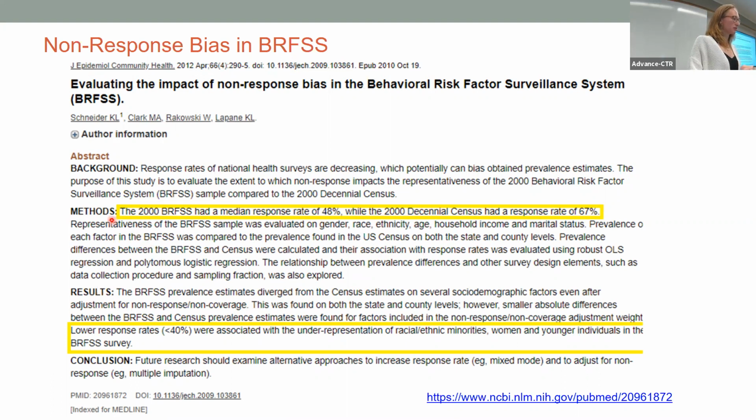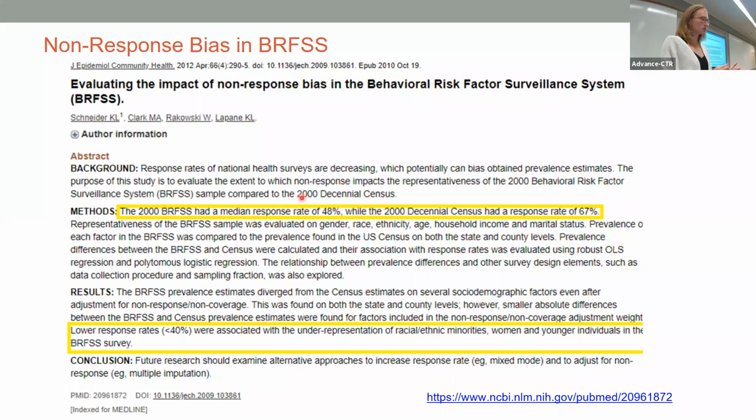The 2000s BRFS study had a median response rate of 48%. So this is just people answering the phone and actually participating in the survey. While the 2000 census had a response rate of 67%. So these researchers saw that for some reason people were answering one survey but not the other, and they wanted to understand why and quantify this, to see if they could mitigate this bias in the future and how they might get more responses.